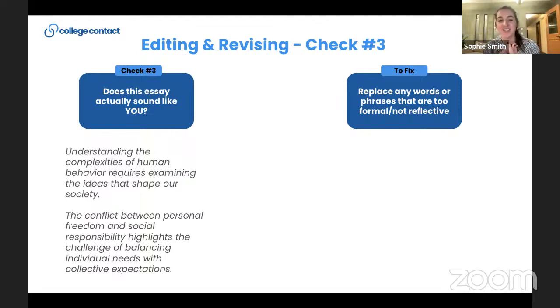When an admissions officer sees that, they're going to laugh. They're going to be like, no way. You don't talk like this in normal life. This isn't a science paper. This isn't an English paper. I know y'all write your English papers and your science papers like this. So we don't want it to sound like this. We want it to sound like you.